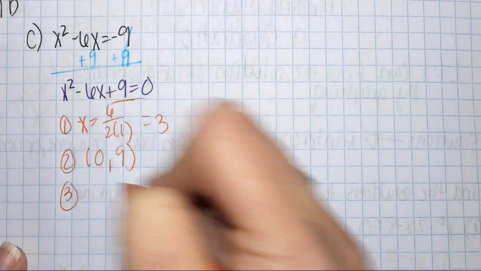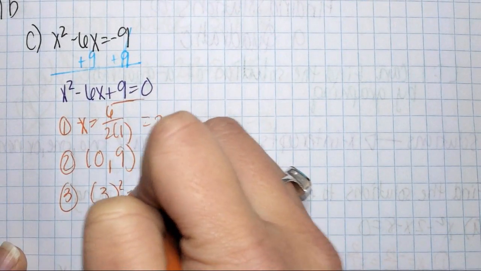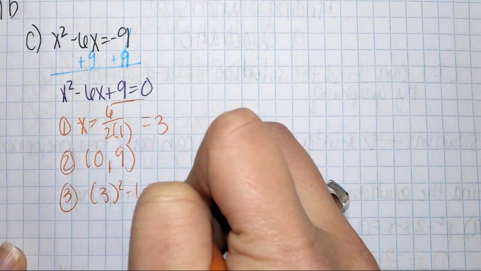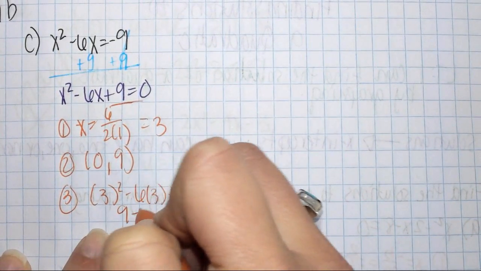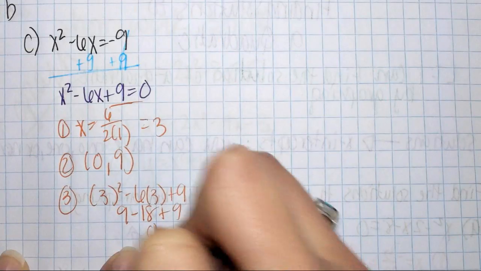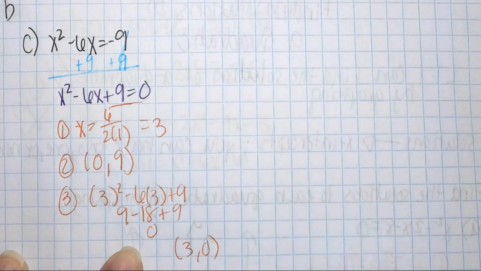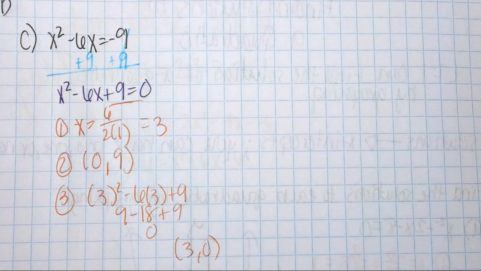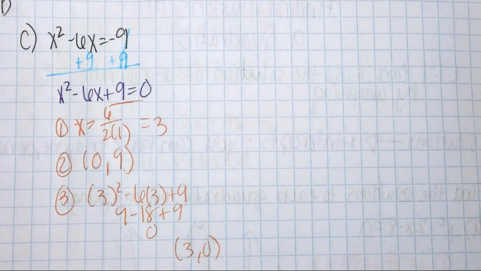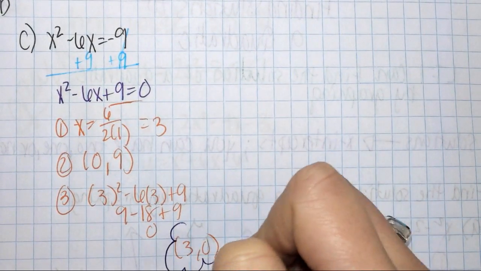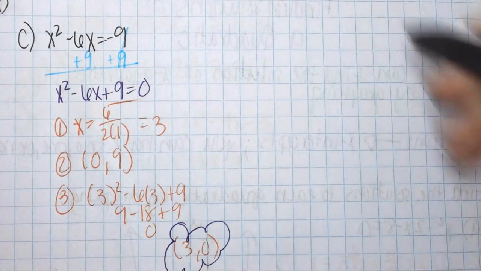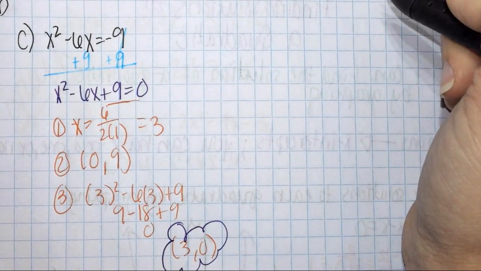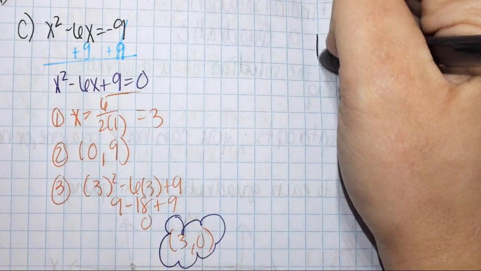For step 3, we have 3 squared minus 6 times 3 plus 9. 3 squared is 9, minus 18 plus 9, which gives us 0. So our vertex is at 3, 0, which is also what? The solution. Take a point. Fantastic. So when y is 0, that's your solution. And then we graph.